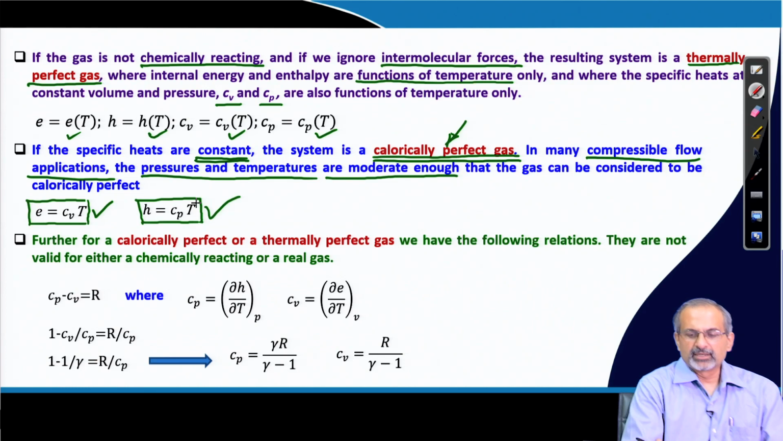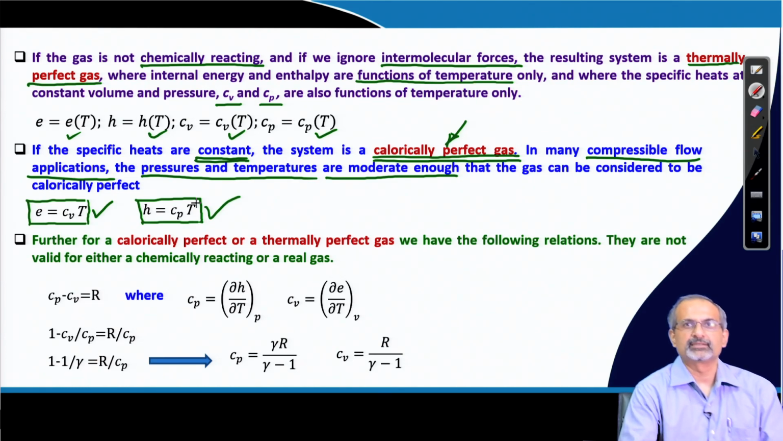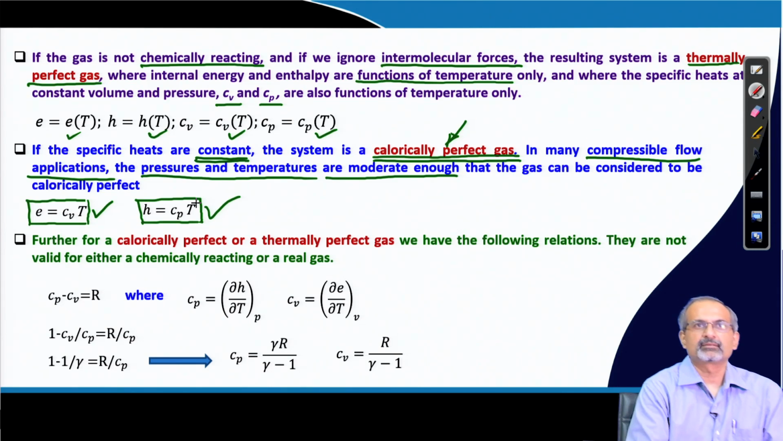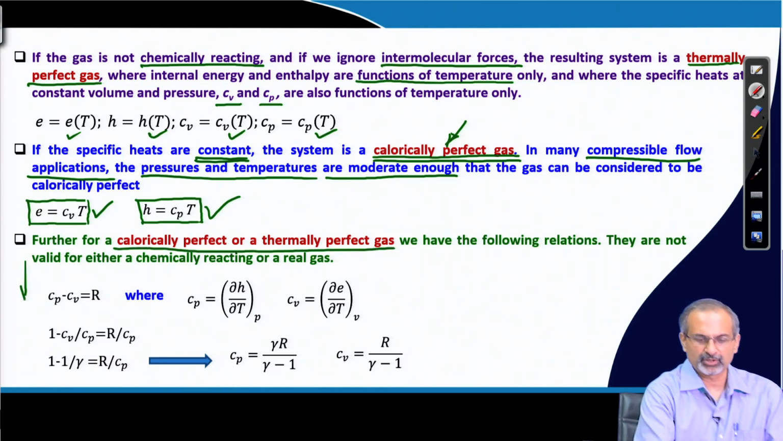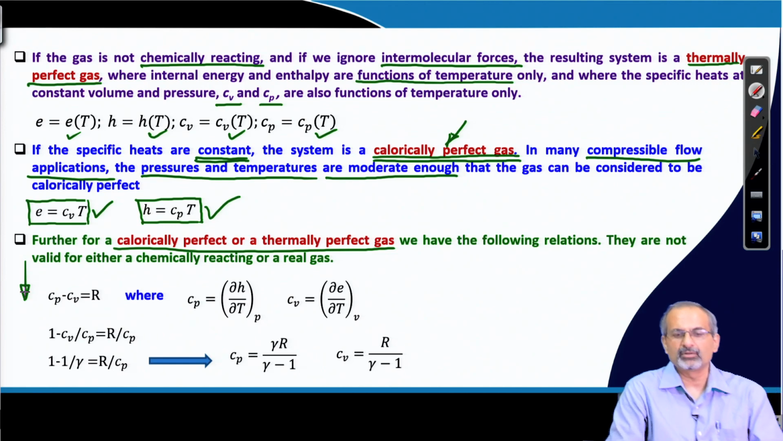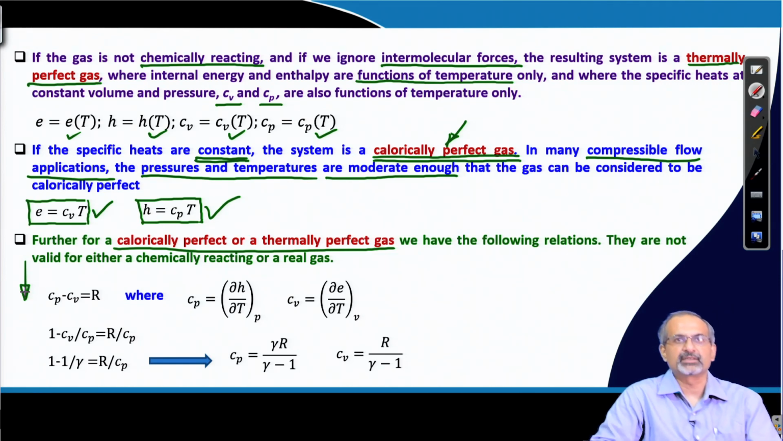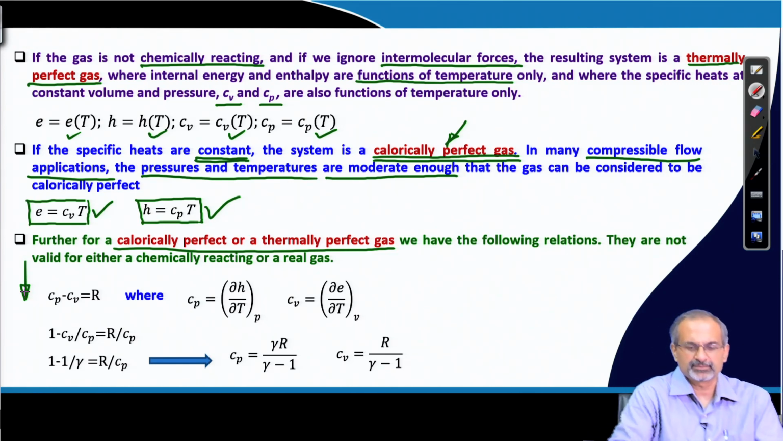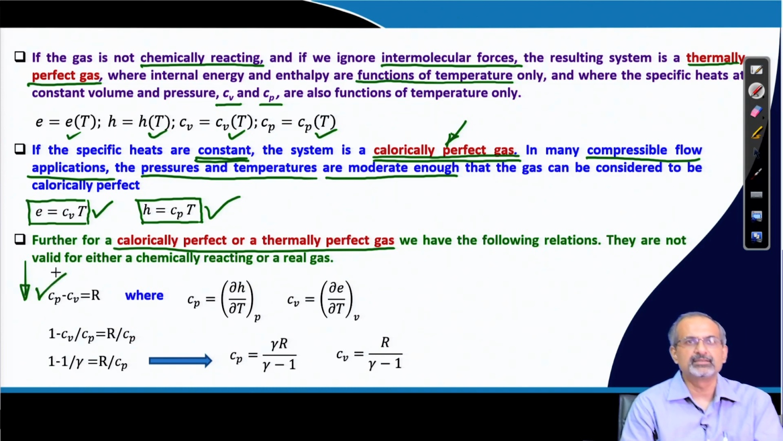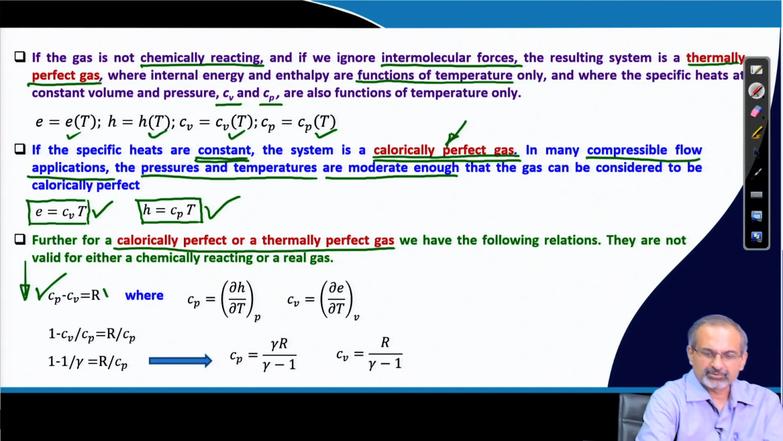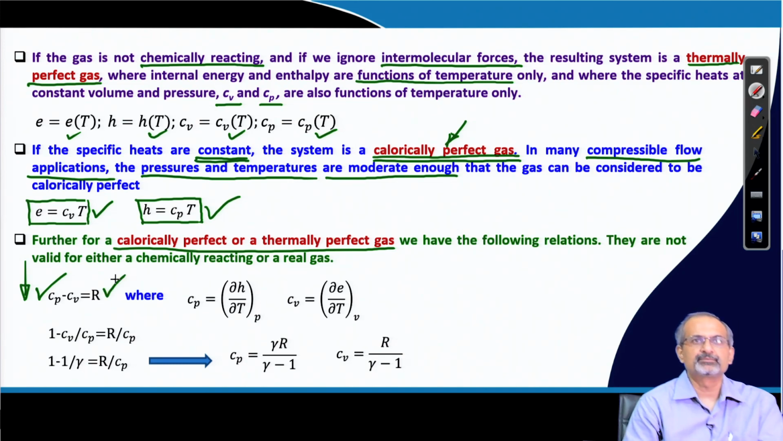Further, for a calorically perfect or a thermally perfect gas, we have the following relations. They are not valid for either a chemically reacting or a real gas. So, the following relations hold good not only for calorically perfect gas, but also for a thermally perfect gas. So, what are the relations? When you take a difference between Cp and Cv, you get the gas constant, the specific gas constant.